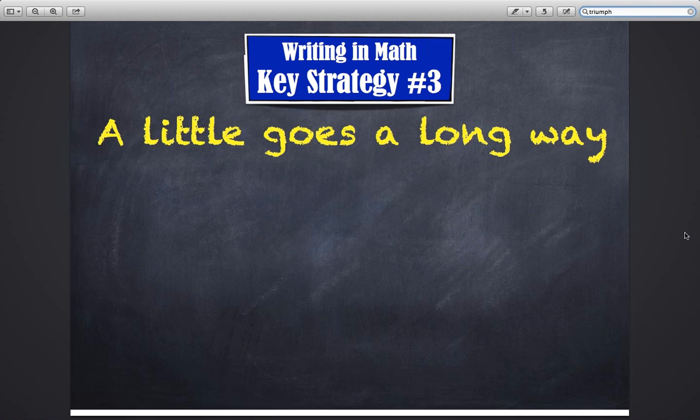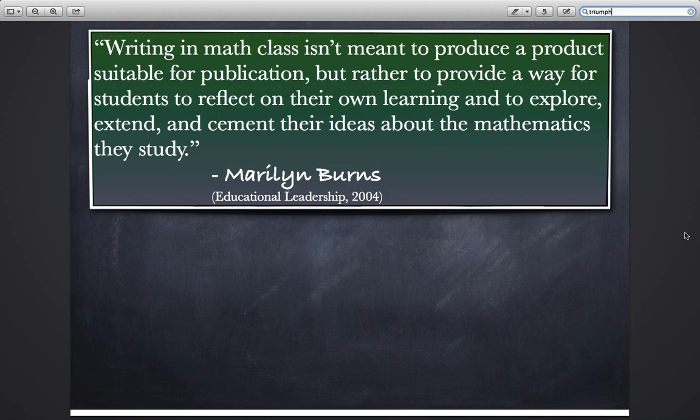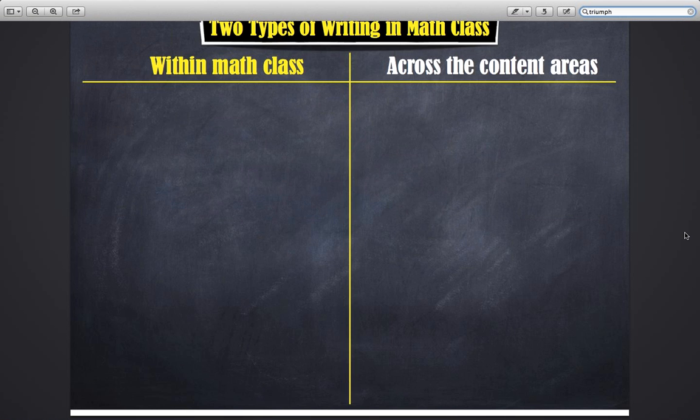The third key strategy for writing in math is that a little goes a long way, right? You don't have to have students constantly producing long essays and things like that. A little goes a long way. Marilyn Burns has a great quote that I love. She says that writing in math class isn't meant to produce a product suitable for publication, but rather to provide a way for students to reflect on their own learning and to explore, extend, and cement their ideas about the mathematics they study. As Marilyn Burns says, I love that.